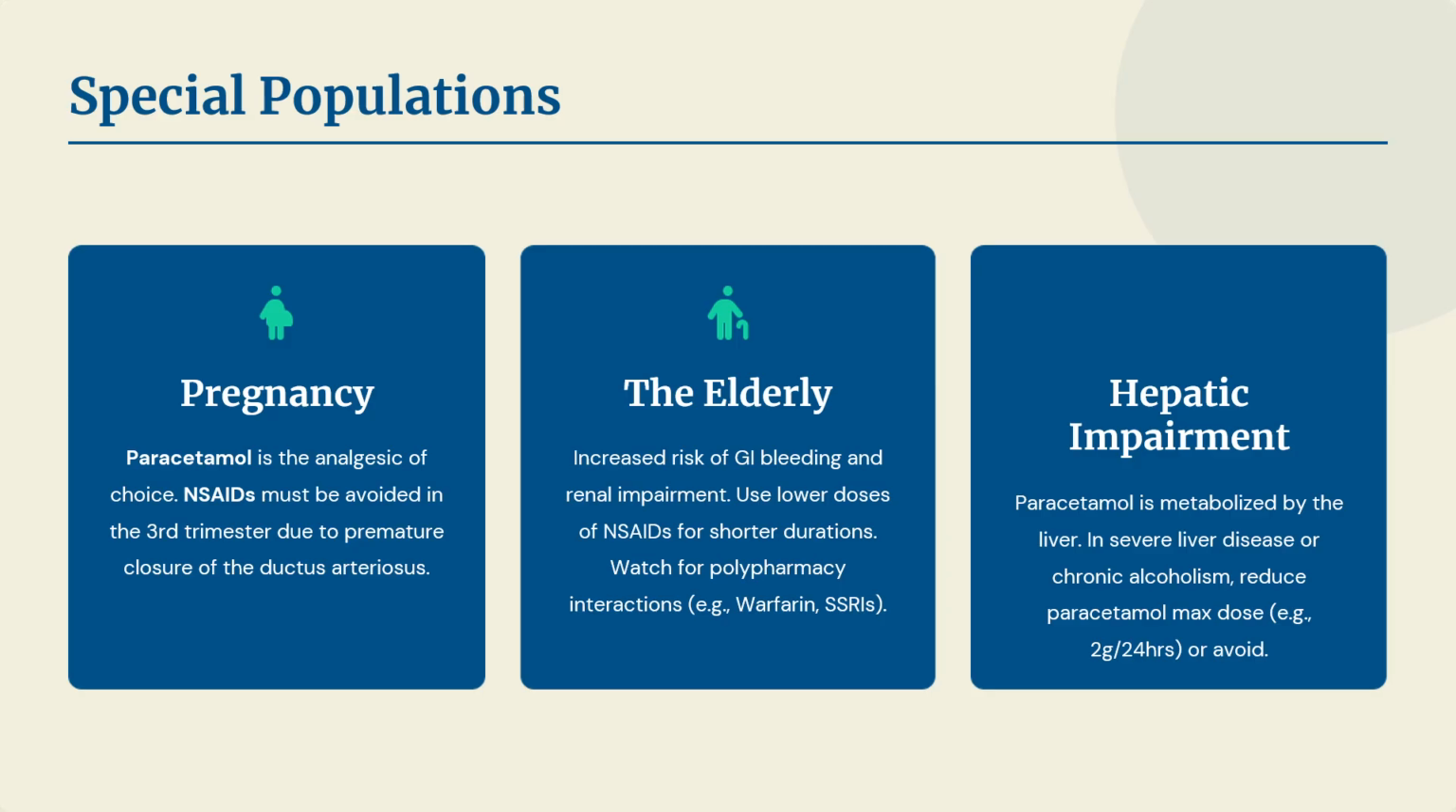A few other considerations. Pregnant women, you have to prefer using paracetamol, and NSAIDs must be avoided, especially in the third trimester due to the premature closure of the ductus arteriosus. And in the elderly, we discussed previously the gastrointestinal bleeding and renal impairment. These are quite common in elderly individuals, so we have to be mindful. Even if you're using NSAIDs, you have to use lower doses and stick to a short duration.